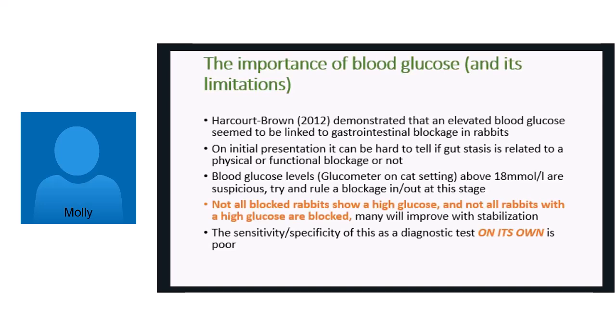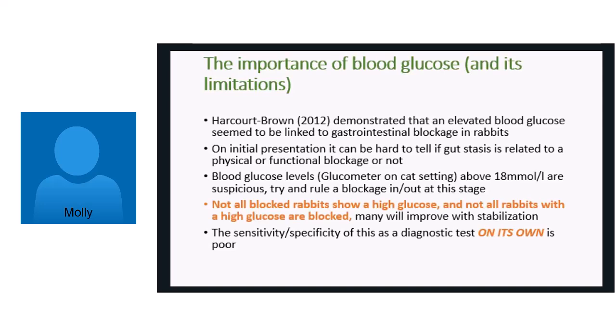I tend to use a glucometer for this blood glucose evaluation, and I will use it on a cat setting. So in SI units, levels above about 18 millimoles per litre cause me a little bit of concern. And at that point, what that leads me to do is to actively rule in or rule out a blockage, as well as go on with active stabilisation of that patient.